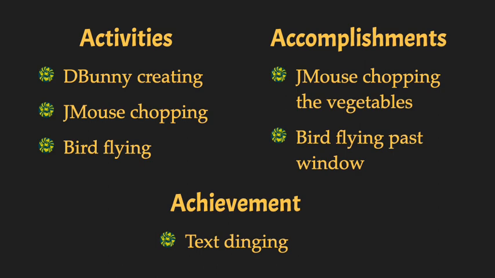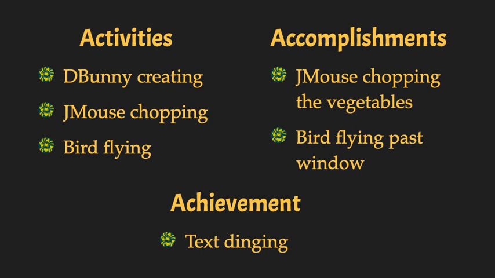So while J-Mouse chopping is an activity, when you put an object with it, like J-Mouse chopping the vegetables, now it's an accomplishment because there's an endpoint. There is going to be a point where the mouse is done chopping the vegetables, whereas chopping in general could just keep going for hours and hours because you could decide to chop fruit. It just keeps going.